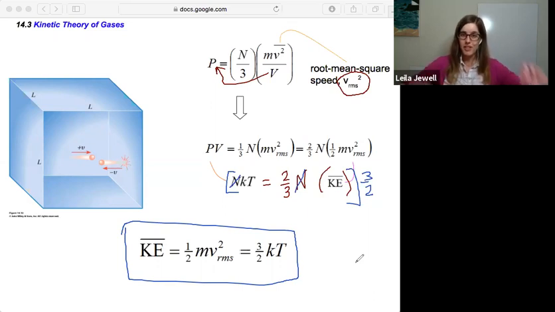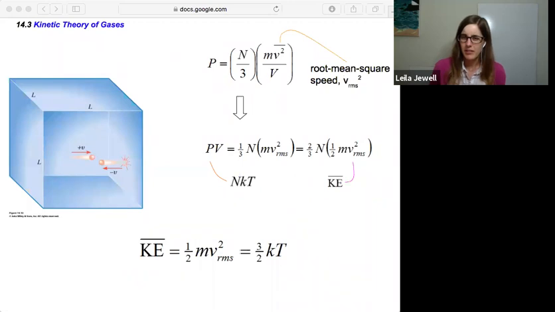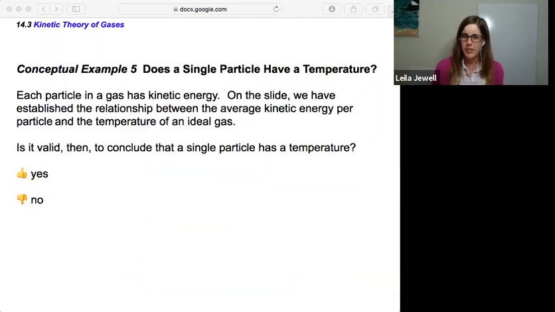This tells us that if you just know the temperature of the gas, you can know its average translational kinetic energy, which is pretty wild. Thinking about all the different gas molecules flying around, and all you have to do is know their temperature. With this in mind, let's think about a conceptual example.